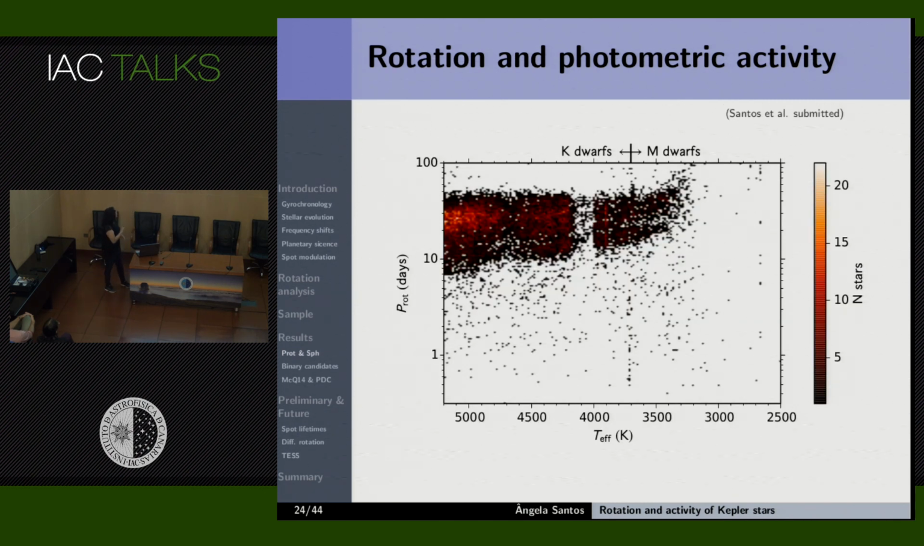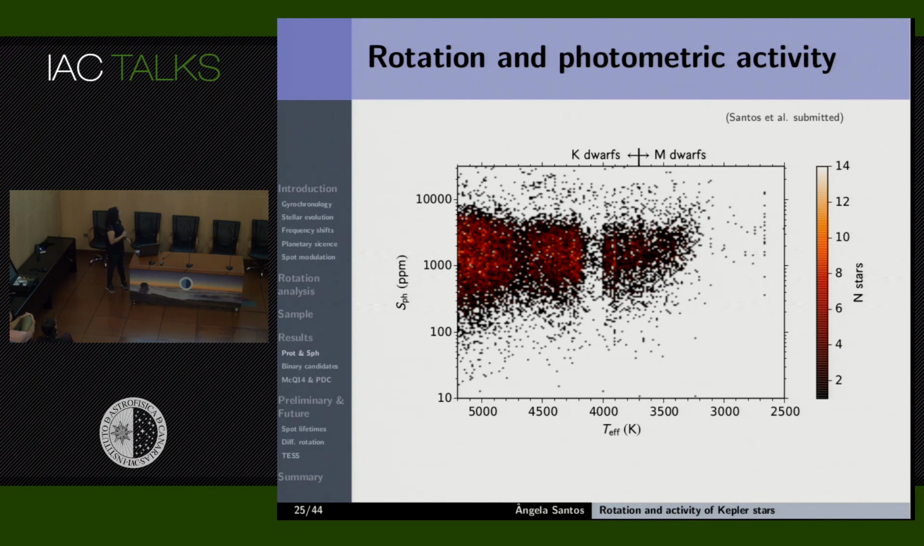And so here we have the rotation period as a function of effective temperature, and we can see that rotation period decreases slightly with effective temperature. And we also see that there's two sequences in rotation, a slower rotator sequence and a fast rotator sequence. And this was also found previously with other studies.